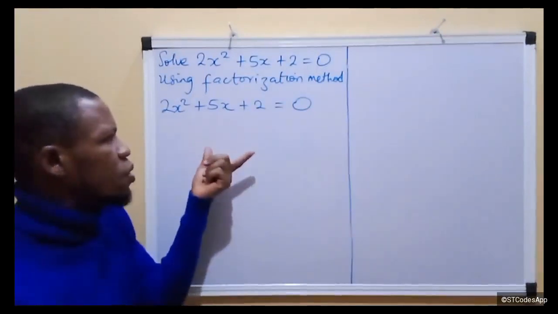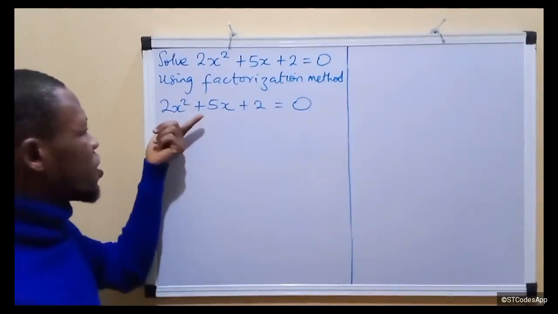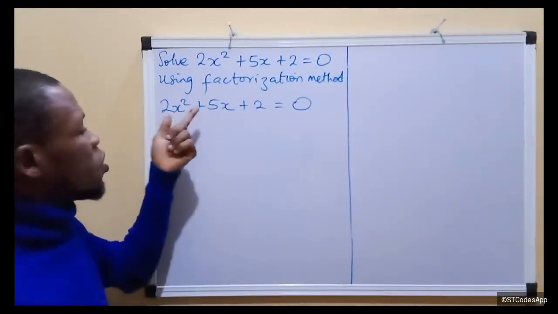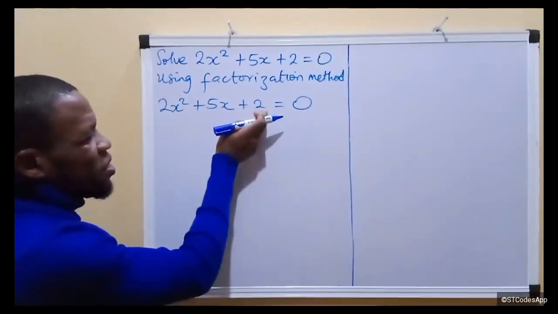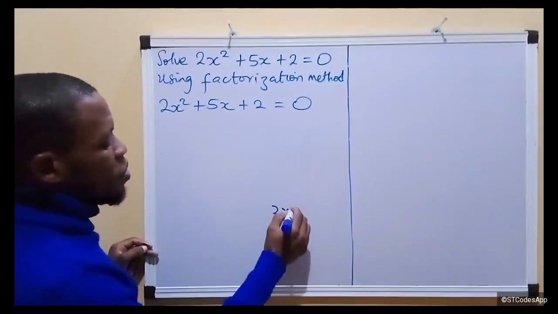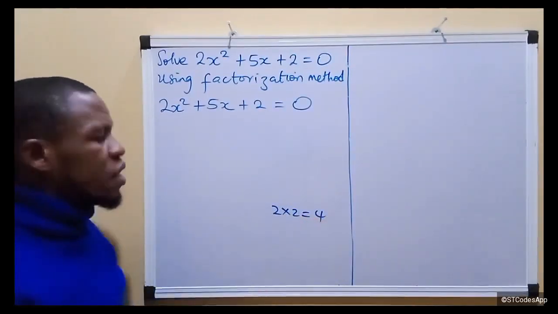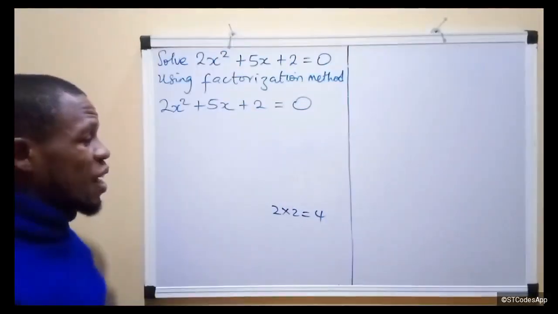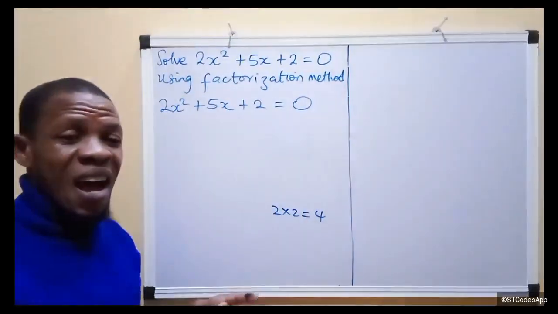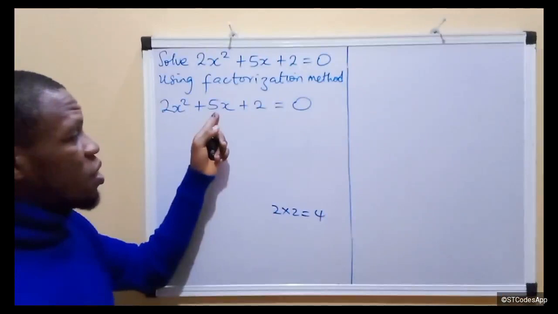For us to solve this problem using the factorization method, we are going to multiply the coefficient of the first term, which has x raised to power 2, with the constant term, which is the third term here. That is 2 times 2, which is going to give us 4. Now, with this 4 in mind, we are going to look for two factors that when multiplied will give us exactly 4, and when added will give us the coefficient of the second term here.